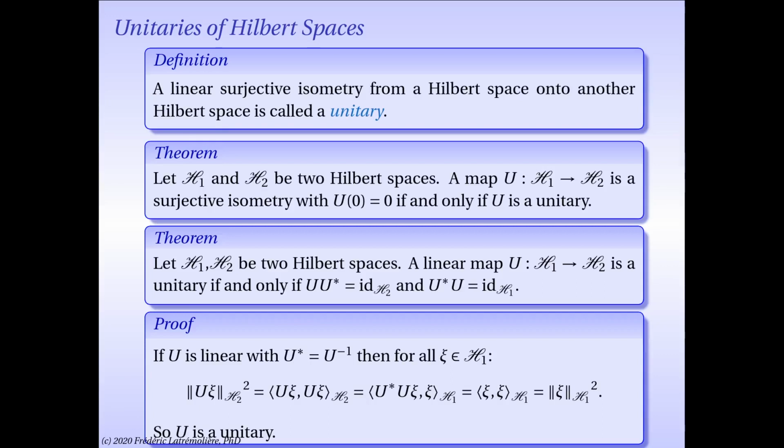Conversely, let u be an invertible linear map whose inverse is given by its adjoint. Then if psi is in the domain of u, the square of the norm of u psi is the inner product of u psi with itself. Then using the adjoint, this equals u star u psi inner product with psi, but u star u is by assumption the identity. So this is the inner product of psi with itself, that is the square of the norm of psi. Taking the square root, we get that u is an isometry. It's invertible and isometric, so in particular it is what we call a unitary.